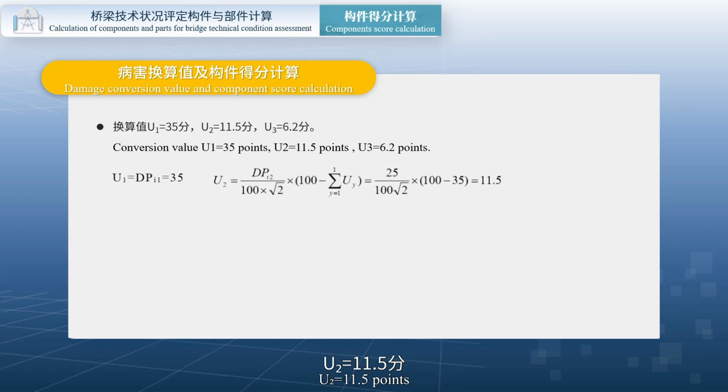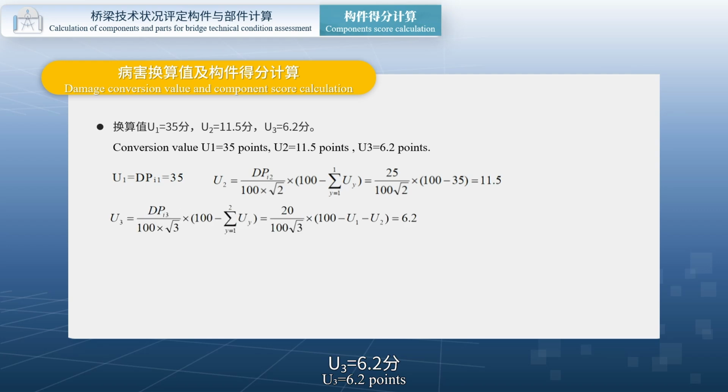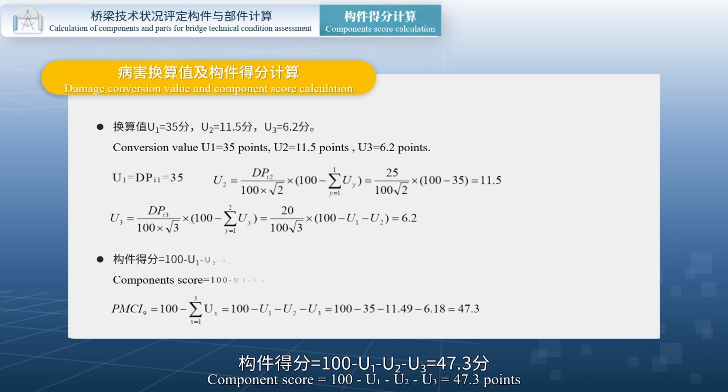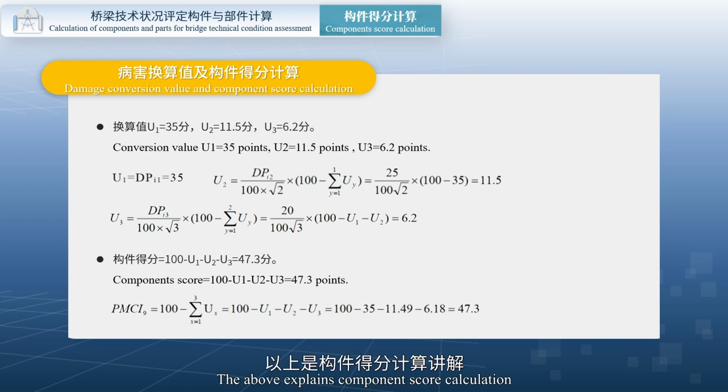U2 equals 11.5 points. U3 equals 6.2 points. Component score equals 100 minus U1 minus U2 minus U3, which equals 47.3 points. The above explains component score calculation.